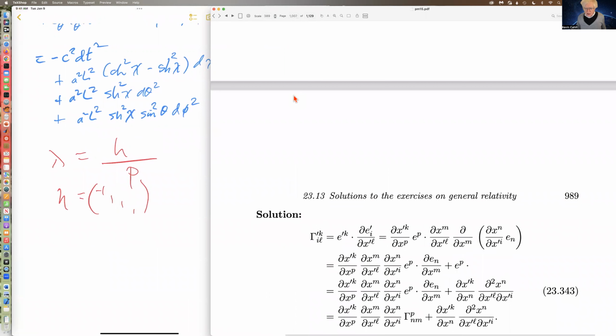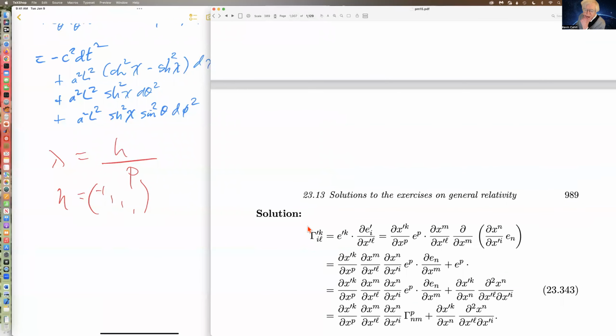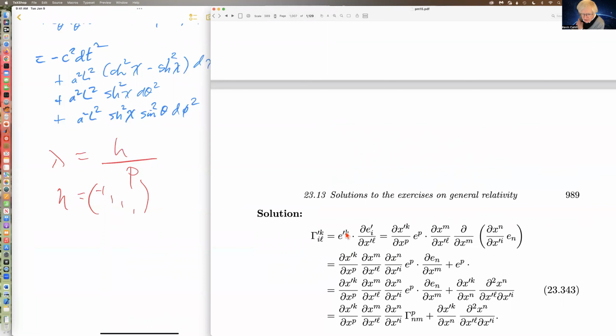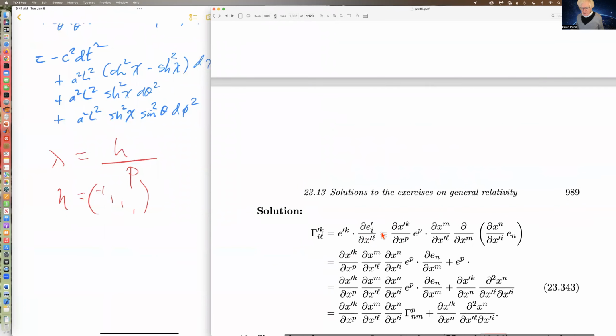So how does the affine connection transform? Remember, what is the affine connection in the new coordinates? Well, it would be E prime, the cotangent vector in the new coordinates, times the derivative of the tangent vector in the new coordinates, with respect to the new coordinates. And on the other hand, the cotangent vector itself is going to transform properly because it is a tensor.